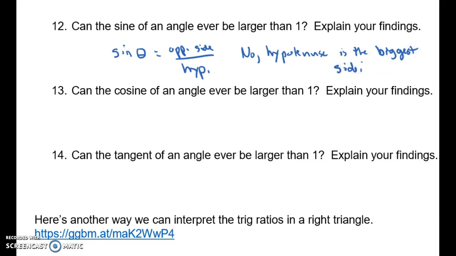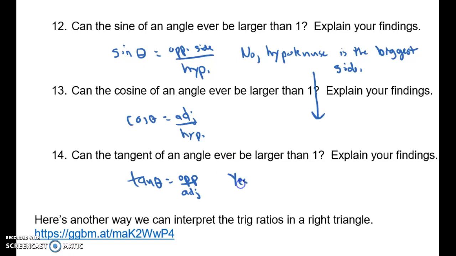All right. Next, can the cosine of an angle ever be larger than 1? So if I do the same thing, no, because again, the hypotenuse is always the biggest side. But the tangent is the opposite over the adjacent. Now, I don't know for a fact that the adjacent side is going to be the biggest side. I don't know that the opposite side is going to be the biggest side.